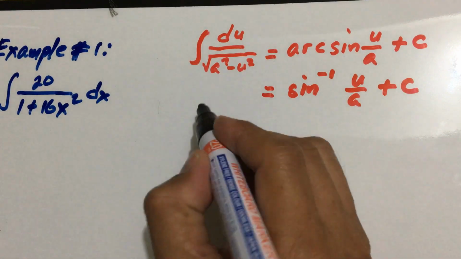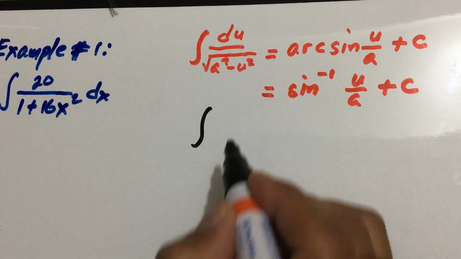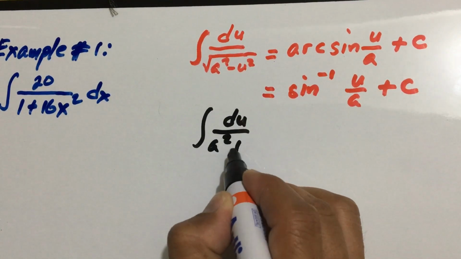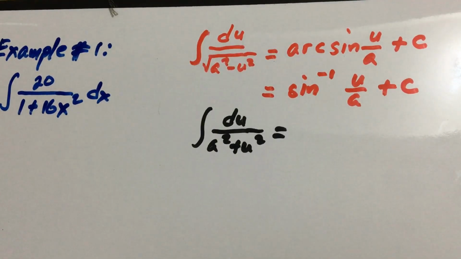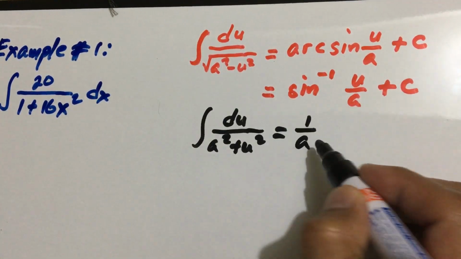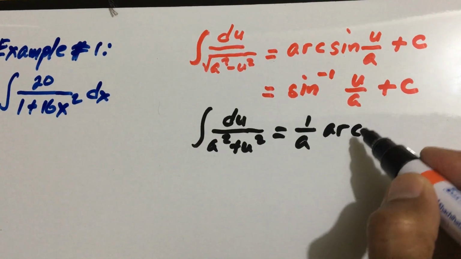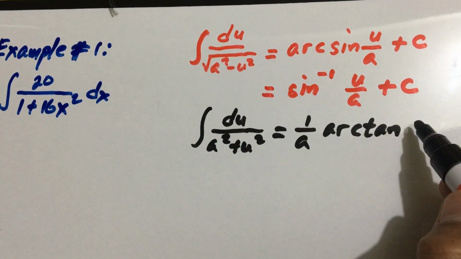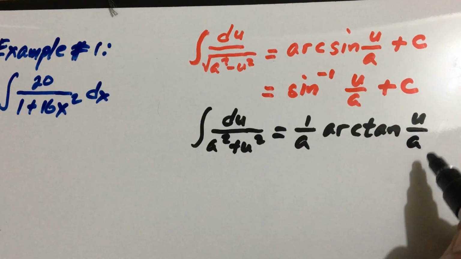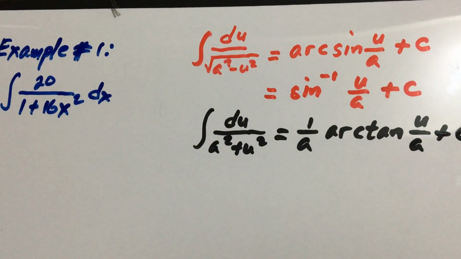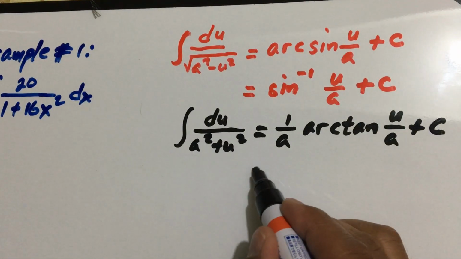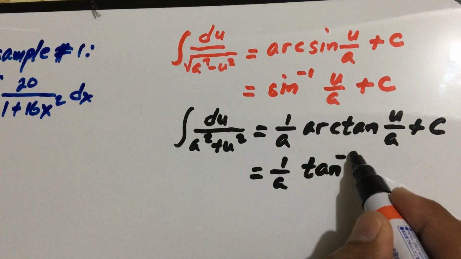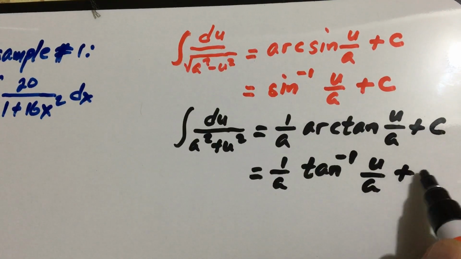Then the other formula is the integral of du divided by a squared plus u squared. This is equal to 1 over a times the arc tangent of u over a, then plus c. Okay, or you can write this as 1 over a inverse tangent u over a plus c. So they're just the same.